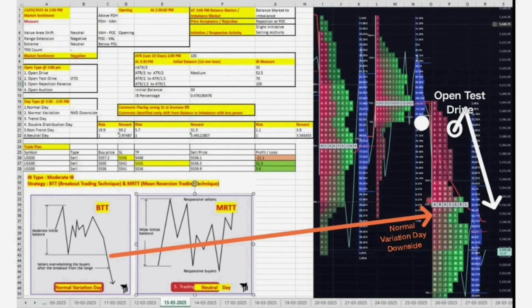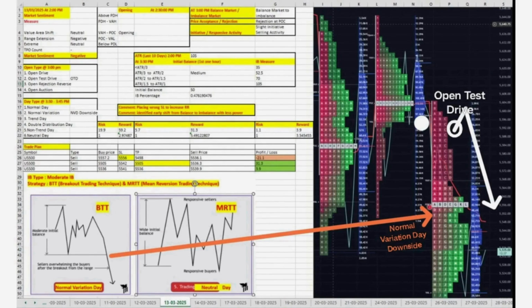Given the balance to imbalance shift and the rejection at the point of control, the likelihood of a mean reversion trade is lower, and the probability of a normal variation day with a trend is highly possible. As a result, I look for short opportunity once the initial balance low breaks.